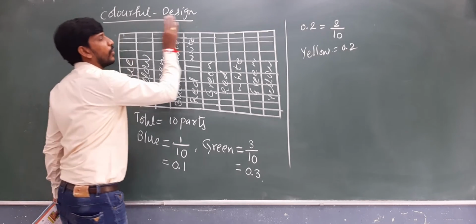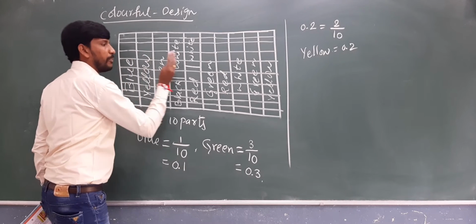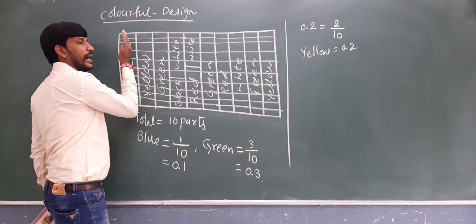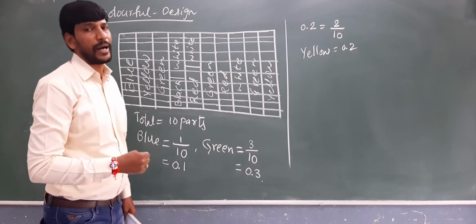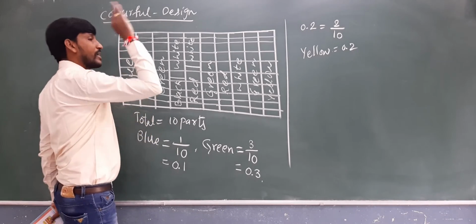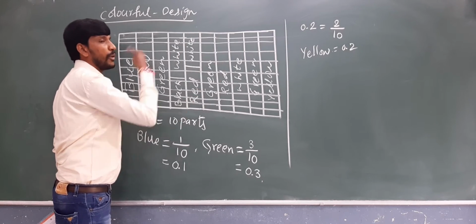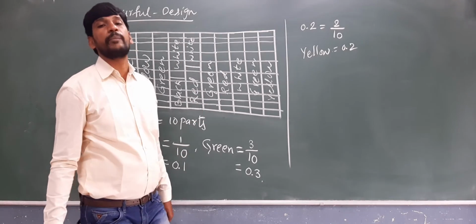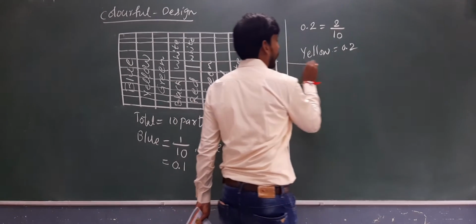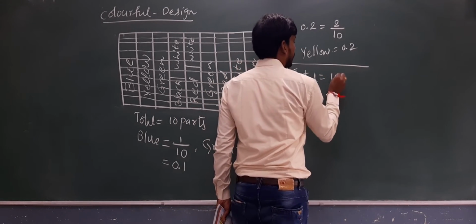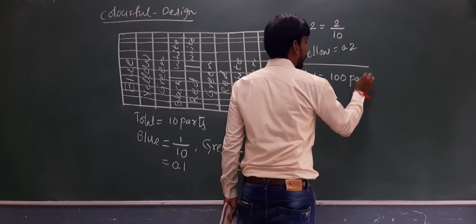First of all, the total paper is divided into 10 equal parts. Again, each strip, each part, they divided into 10 equal parts. So first it is 10, then again each part is 10. Totally how many parts are there here? 100 parts are there. In the second one, total is 100 parts.